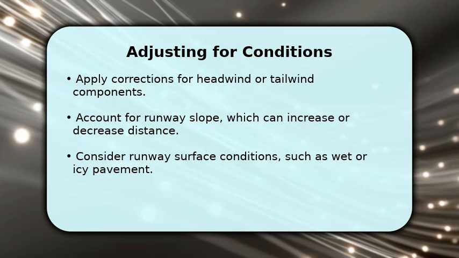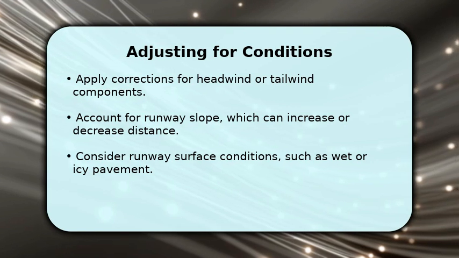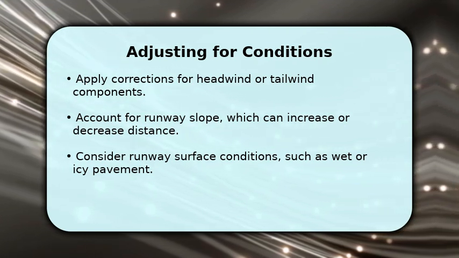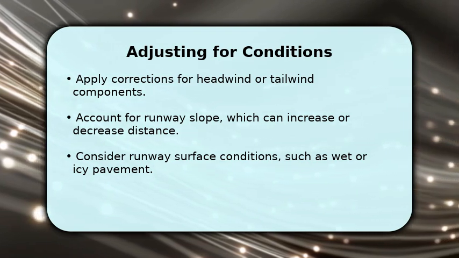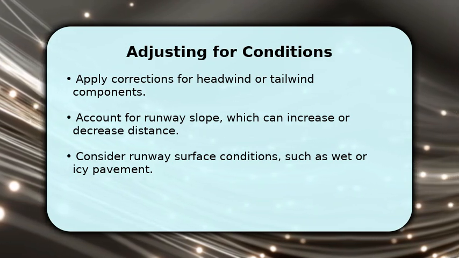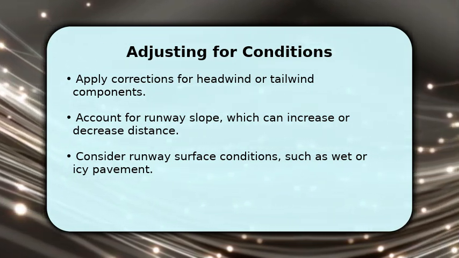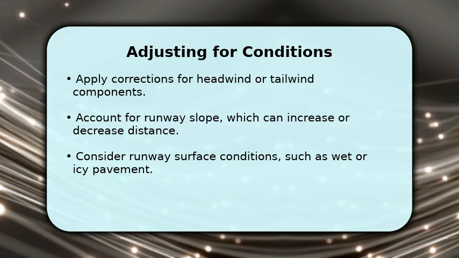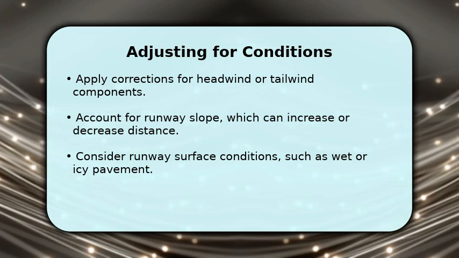Next, you'll need to adjust for various environmental factors. From your previous point, move vertically to the wind component line, accounting for headwind or tailwind. Then, apply corrections for runway slope, adding distance for uphill and subtracting for downhill. Finally, factor in the runway surface condition. A wet runway, for example, requires a significantly longer distance than a dry one. These adjustments are vital for precision.